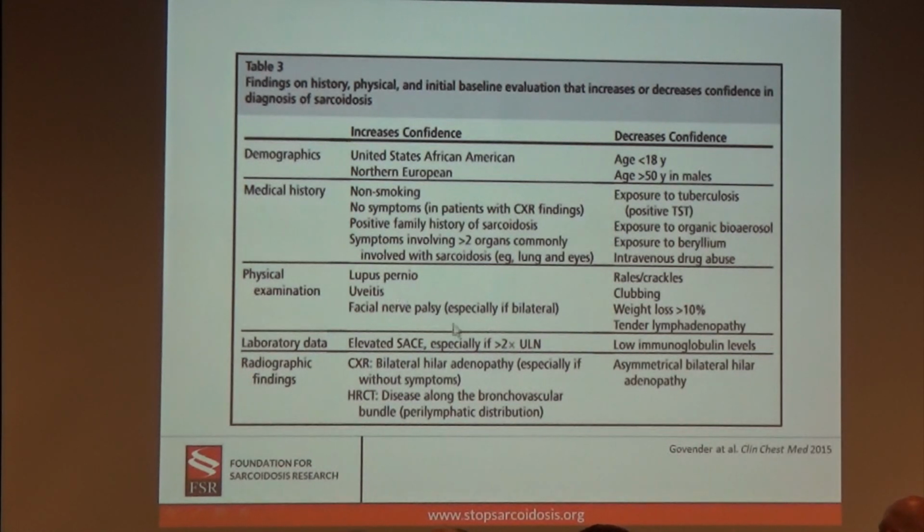Things on exams, so for example, inflammation of the eye, facial nerve like Bell's palsy, having Bell's palsy can sometimes be a sign of sarcoidosis. Lupus pernio is a manifestation of sarcoidosis that is on the face, and it can be unfortunately very disfiguring.